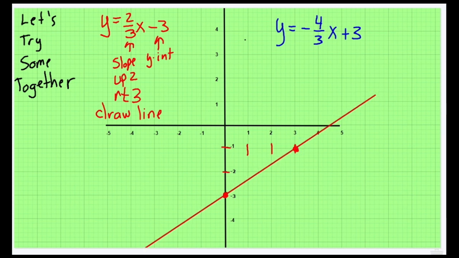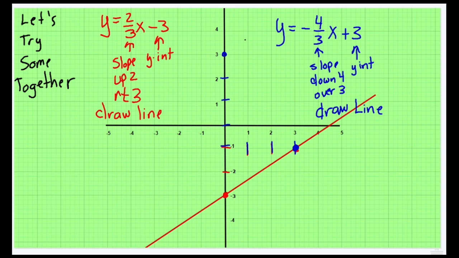Now let's do the blue one. The +3 is the y-intercept, so we go to +3 and draw a blue dot. Then we have a -4/3 slope, which means we go down 4 because it's negative, and to the right 3. And our dot ends up right on top of the red dot. Now we draw our line. And we see that they meet right there.